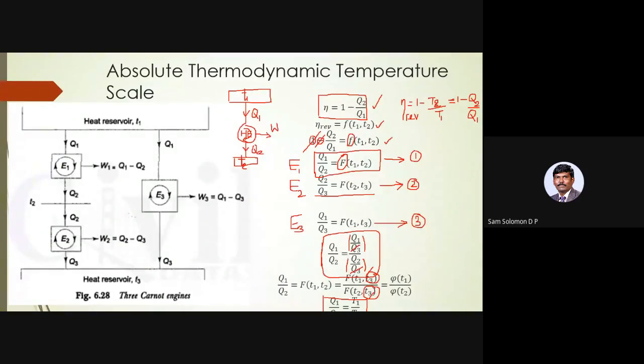So Q1 by Q2 is equal to T1 by T2, which can also be written as Q1 by T1 equal to Q2 by T2 from the last result. You can rewrite that as Q1 by T1 equal to Q2 by T2 also. And we will be talking about this in the next unit. Okay. So it can be written like this also. A very, very important result. Okay.